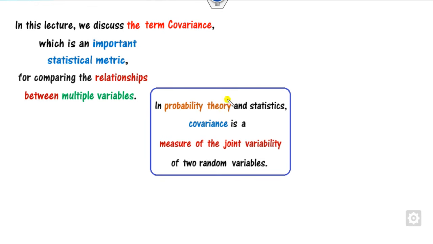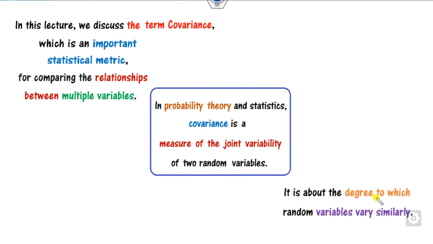In terms of probability theory and statistics, covariance is the measurement of the joint variability of two random variables. What is the meaning of variability? That is the variance, which is used to measure the spread, that is called the dispersion. So covariance is basically the measurement of the dispersion between two different random variables. It is about the degree to which the random variables vary similarly. Whether they vary similarly or dissimilarly, that we will see through the impact of covariance.